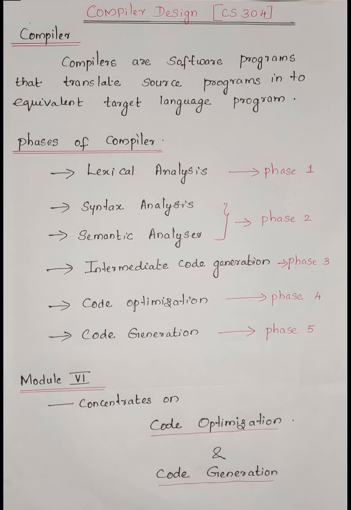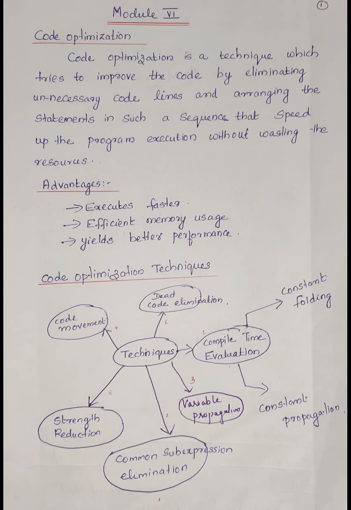Here, module 6 concentrates on code optimization and code generation. Today I am going to take class 4, code optimization, in detail. Code optimization is a technique which tries to improve the code by eliminating unnecessary code and arranging the statements. That means unnecessary, replicated or duplicated copies can be eliminated, thereby reducing the size of the code.